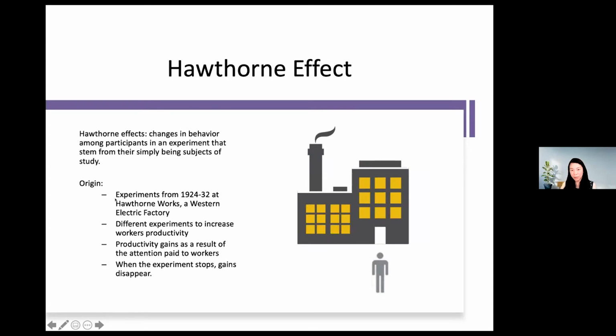Another behavioral response is called the Hawthorne effect, which refers to when people know they are in the experiment, no matter whether in the treatment or control group, they will change their behavior. The story behind this is also about workers in a factory, an electric factory. The researchers were trying different experiments to increase the workers' productivity.